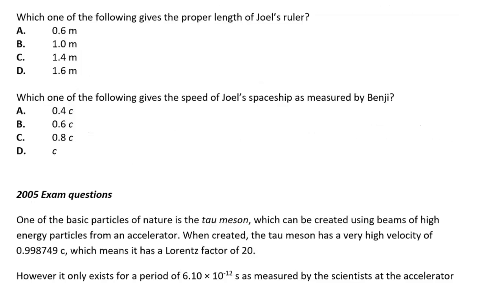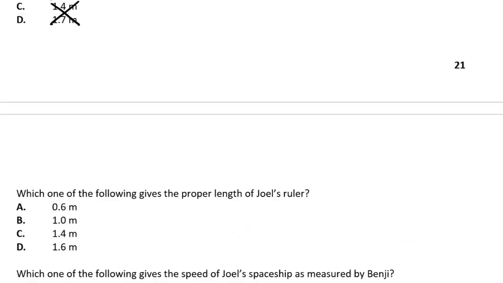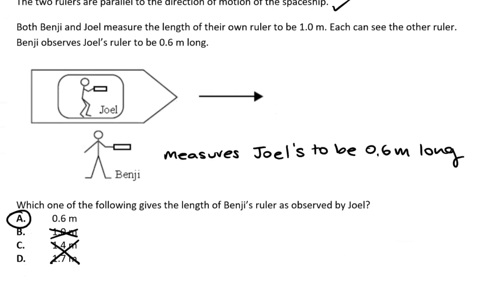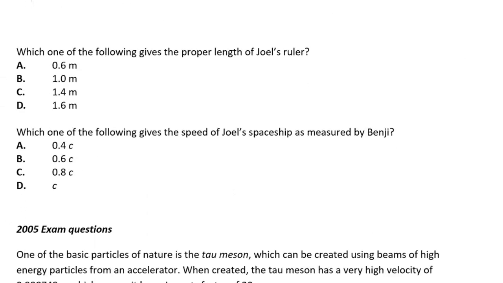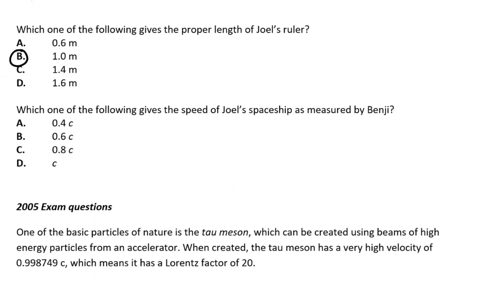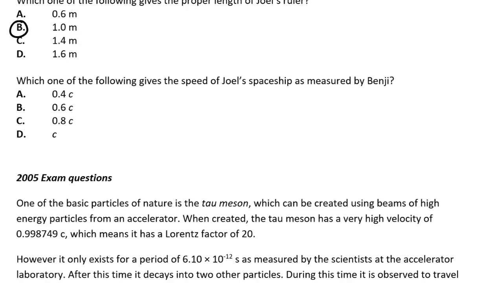Continuing on with this question, it says, which of the following gives the proper length of Joel's ruler? Well, as we mentioned, the proper length is the length measured in a frame of reference which is stationary to the event or object of interest. So, if we're looking at the proper length of Joel's ruler, Joel is stationary in the reference frame that the ruler is in. They each measure their own length of their ruler to be 1 meter, so it's got to be 1 meter. Which of the following gives the speed of Joel's spaceship as measured by Benji?